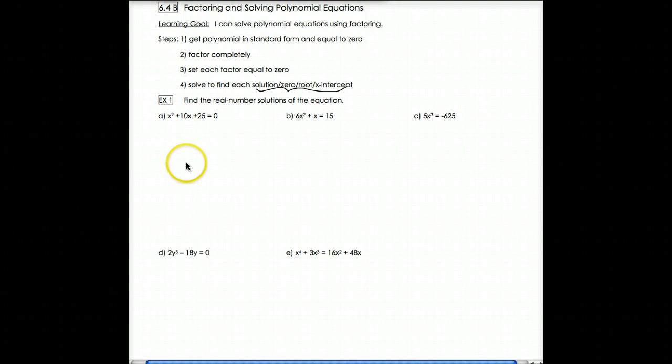So example 1a. So step 1, standard form equal to 0. That is already done, so we're good to go there. Now we want to factor that completely. So you should know how to factor this. This is an x squared equation, which makes it even easier. So I go through, there is no GCF, so I look for special products. X squared has a perfect square root. 25 has a perfect square root. And the middle is double those two multiplied together. So this is a PST.